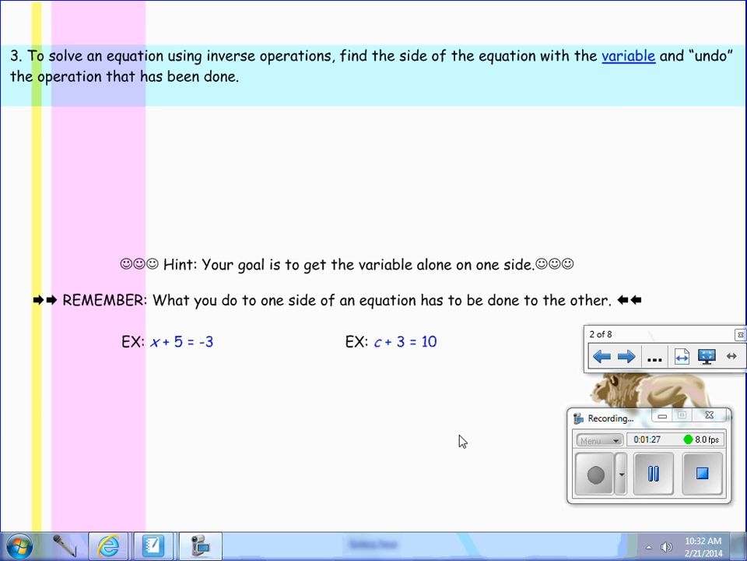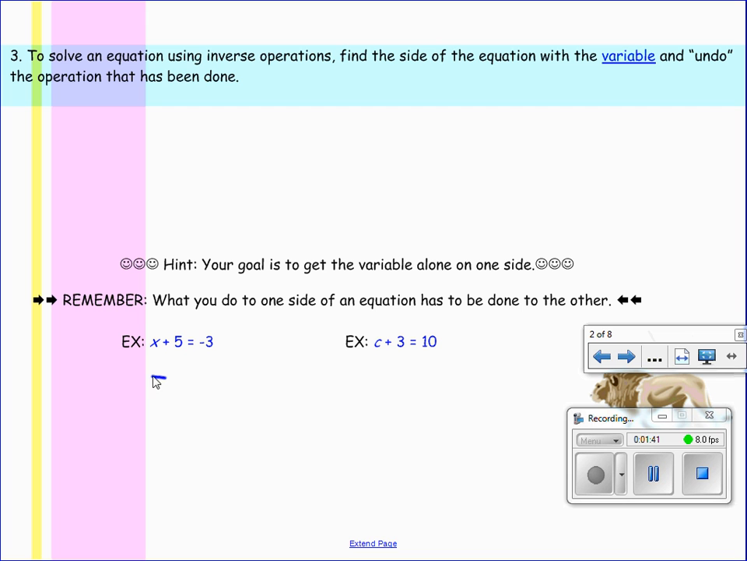In this first example, x plus 5 is equal to negative 3, we're going to do the inverse operation. We're going to undo this equation. So in this first example, we're going to subtract 5 from each side, because we're trying to isolate the variable. If I subtract 5 from the left-hand side of the equal sign, all I have left is x. Then negative 3 minus 5 is negative 8. So x is equal to negative 8.